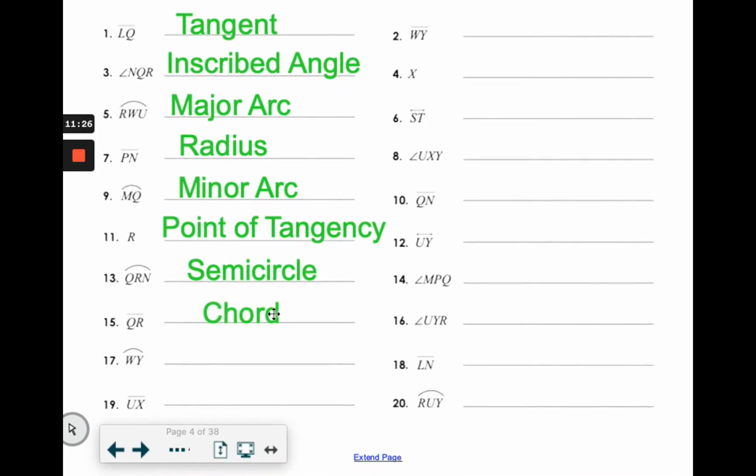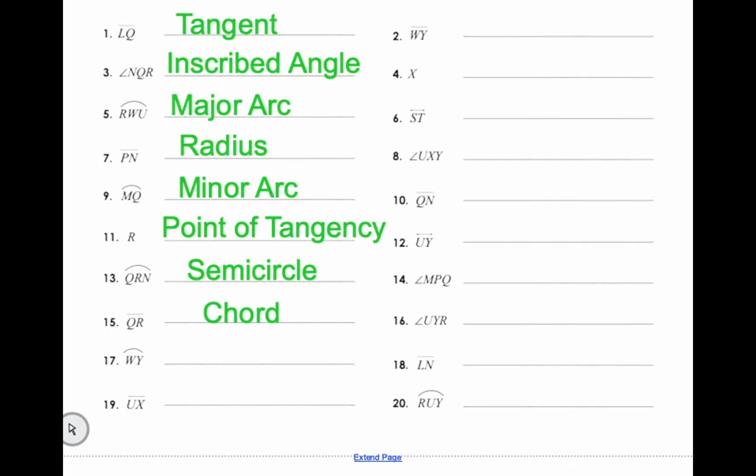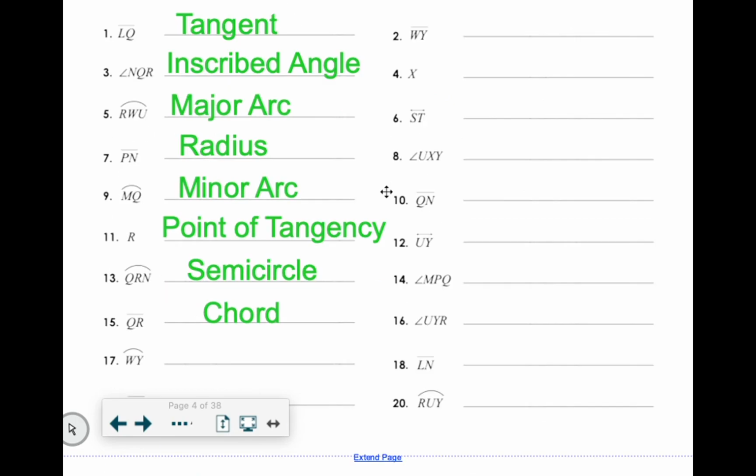Then we have WY. All right, so now we're at WY. WY is going to be an arc, but it's only 2 letters, so I know that WY has to be a minor arc.